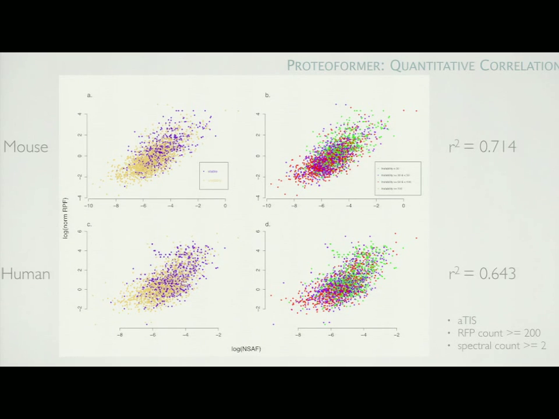This is just a slide to tell you that ribosome profiling and spectral count-based quantitative measures of mass spectrometry correlate quite well, slightly better than RNA-seq and mass spectrometry.